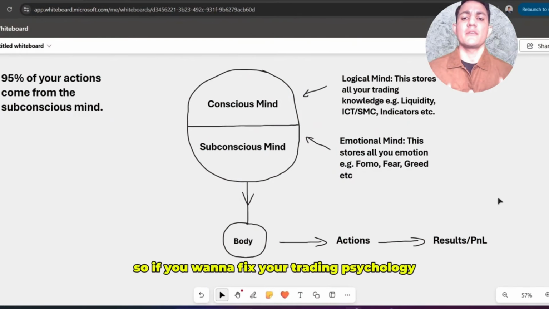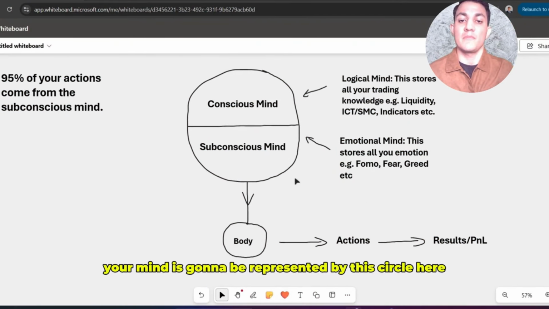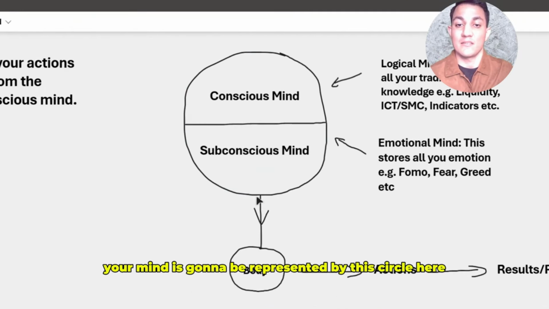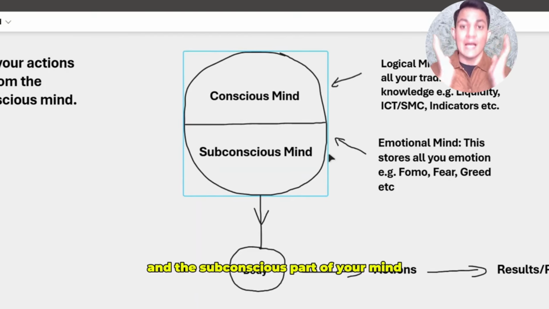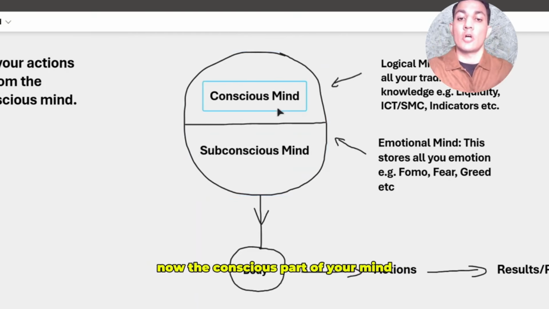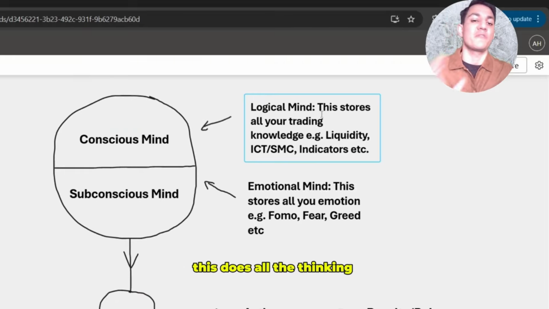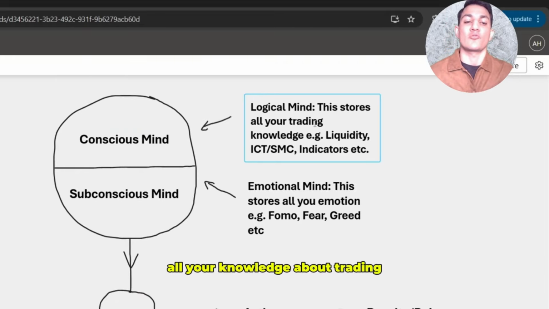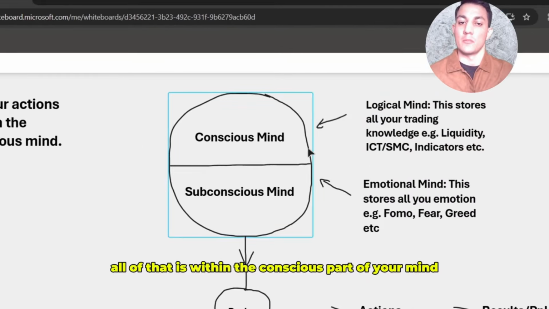So if you want to fix your trading psychology, you're going to have to fix your mind, right? Now, your mind is going to be represented by this circle here, and it's divided into 2 parts. You've got the conscious part of your mind and the subconscious part of your mind. The conscious part is the logical part. This does all the thinking. This stores all your knowledge about trading, liquidity, ICT, indicators, daily bias. All of that is within the conscious part of your mind.